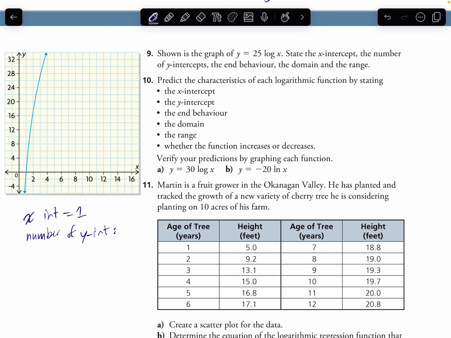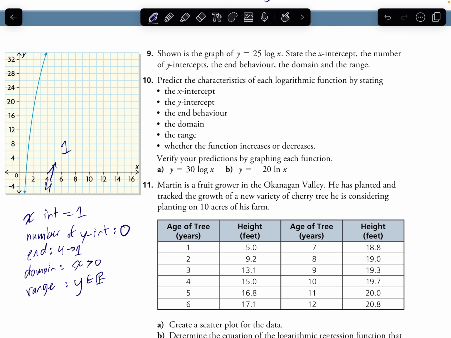We went over this in assignment 7. If it's logarithmic, it does not have any y-intercepts. The end behavior, it's going from 4 to 1. And the domain and range. Domain, it can't be 0 or negative. X is greater than 0. Range, it can be any number. Y is an element of all real. Sweet. So that's question 9 done.